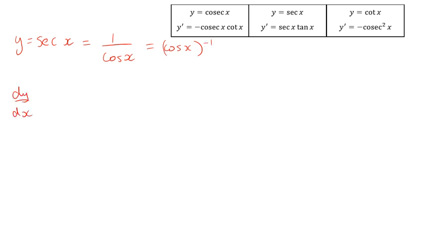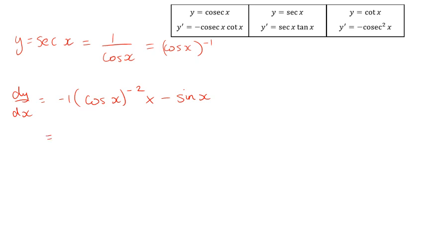Now I'm going to differentiate it. When you differentiate a bracket with a power, the power comes down in front. You take 1 off the power, so the minus 1 becomes minus 2. And then you times by the differential of the bracket. When you differentiate cos, you get minus sine. So it would be minus sine of x.